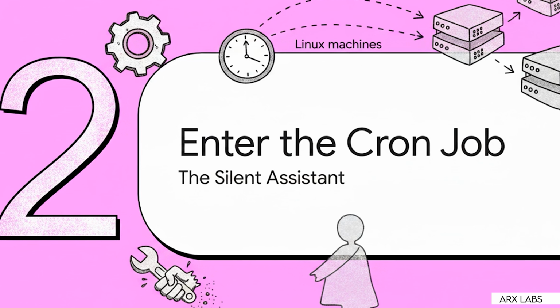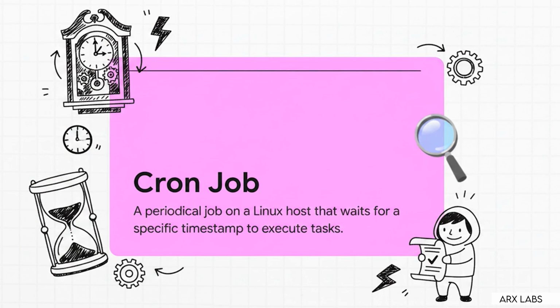Moving on to Section 2. Enter the cron job, your ultimate silent assistant. So, how do we actually eliminate this manual toil? We need a way to tell our Linux machines to handle the scheduling for us. Think of a cron job as your incredibly reliable silent assistant. You just tell it when to act, and it waits in the background to perfectly execute your script.